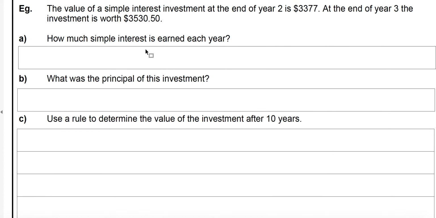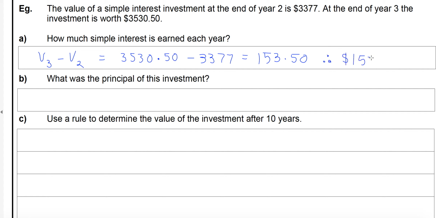But that's okay, because with simple interest, you earn the same amount each year. So we've got the value after 3 years and after 2 years. If we just find the difference between these two, we can see how much it's grown in that 1 year period. And it must have grown by that interest amount, since we haven't been told about any other money being invested. So the difference is 153.50. Hence that's the amount of money being earned year on year. That is our D value. We'll just put equals D.